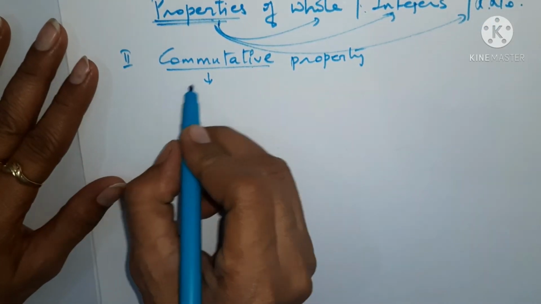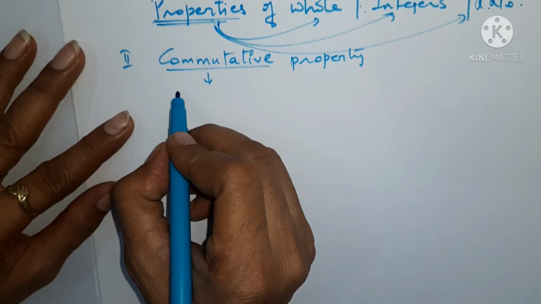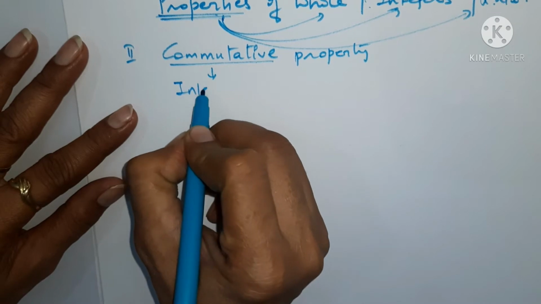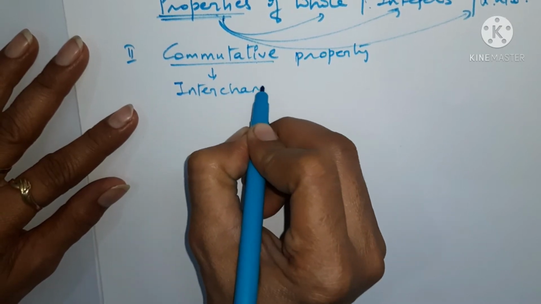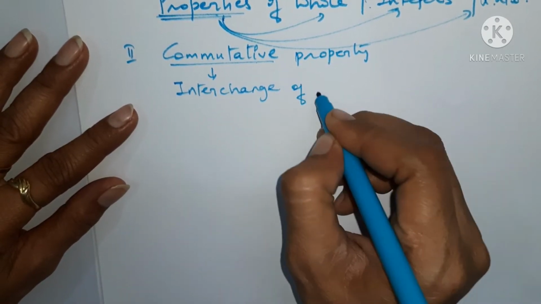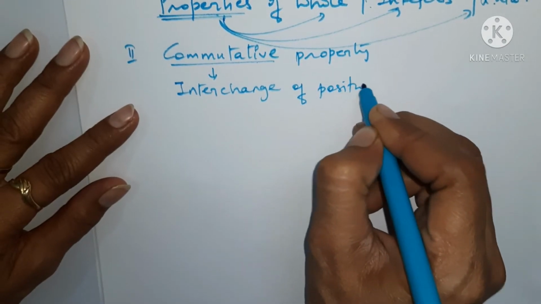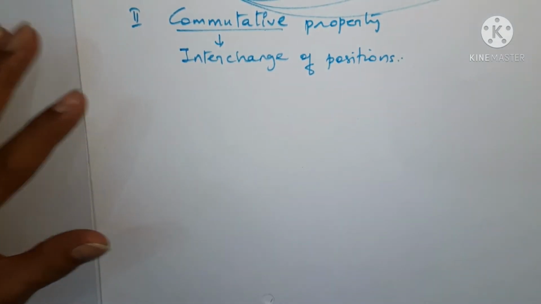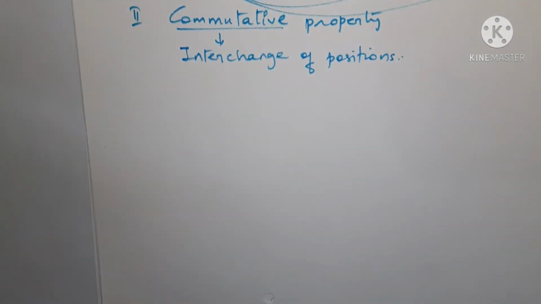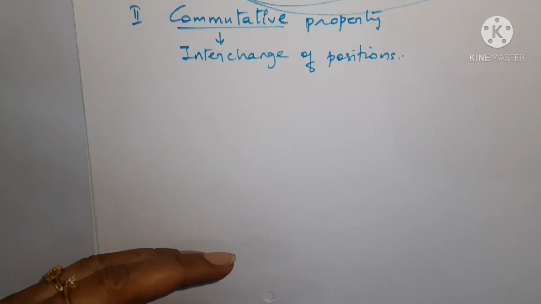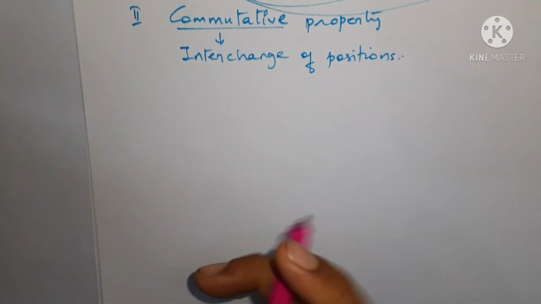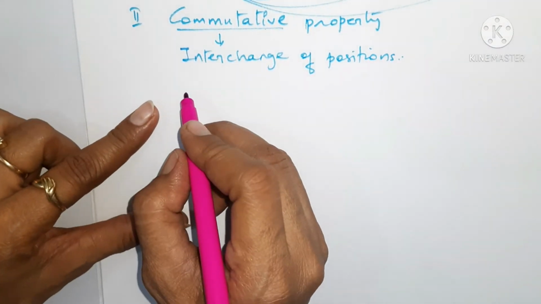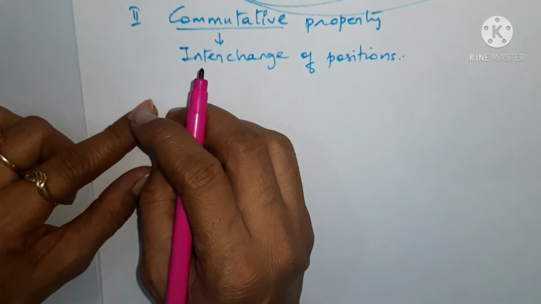For example, first you write: commutative property is what? Commutative property is interchange of positions, position of numbers. We are talking about numbers, right? So interchange of positions, where suppose you are taking whole numbers, we are considering whole numbers right now.